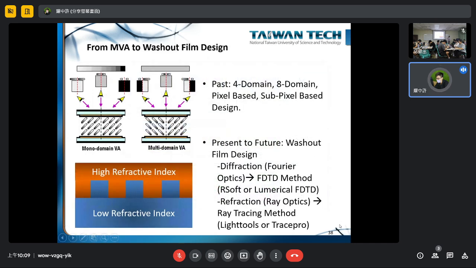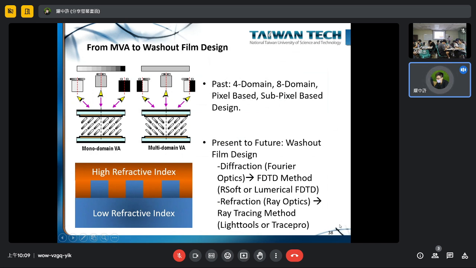One way to solve this problem is we change to multi-domain. This is the orientation of the liquid crystal. We change from one domain to multi-domain. Multi-domain means that you can see half bright and half dark, so it will be similar to what you see in the center. The center here is gray, and here is half white, half dark.